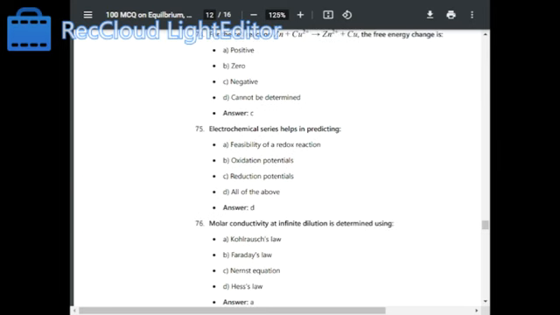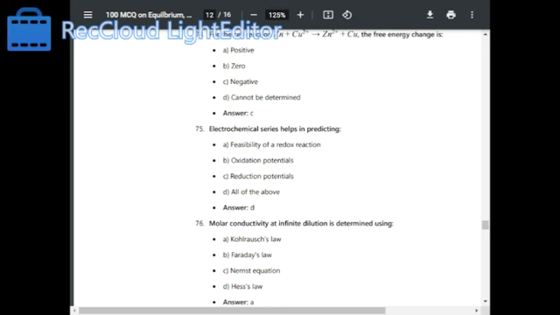Question number 75. The electrochemical series helps in predicting: option A, feasibility of a redox reaction; option B, oxidation potential; option C, reduction potential; option D, all the above. The correct answer is D, all the above, because the electrochemical series helps in predicting feasibility of a redox reaction, oxidation potential, and reduction potential. So option D is correct.